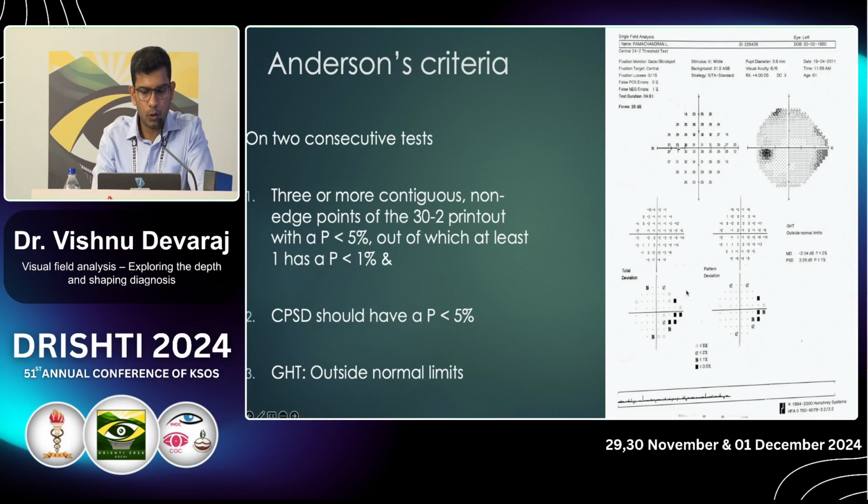So 3 or more non-contiguous non-edge points in a 30-2 printout, or 3 or more contiguous points in a 24-2 printout, with a p less than 5%, out of which at least one has p less than 1%. And pattern standard deviation should have a p value less than 5%, and GHT outside normal limits.